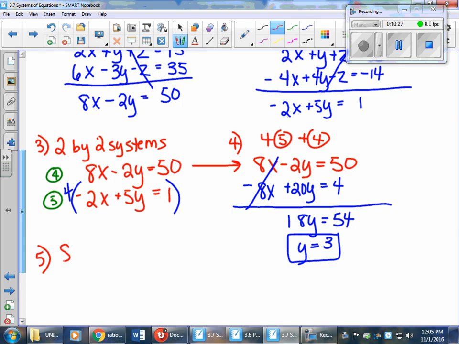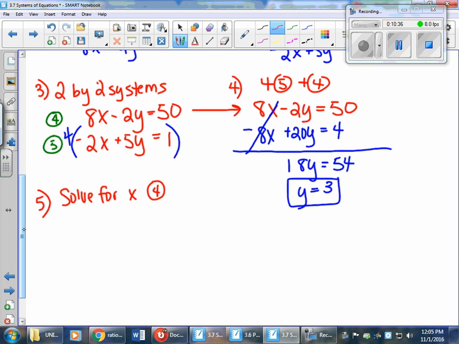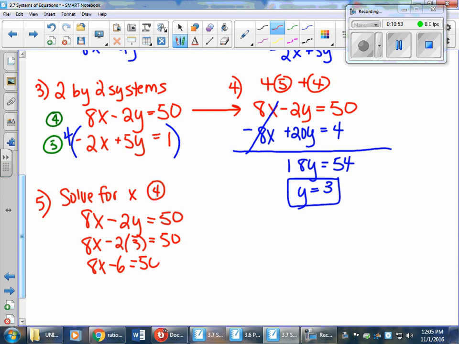So in this one, I'm going to solve for x, and I'm going to write in 4 because you can use 4 or 5, but I'm a kind of a girl that follows things in order. So I'm going to rewrite my number 4 and now I'm going to substitute in my y. 8x minus 2 times 3 equals 50. 8x minus 6 equals 50. Add 6 to both sides. 8x equals 56. Divide by 8. And x equals 7.